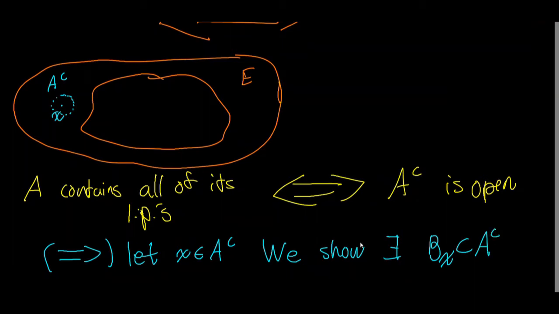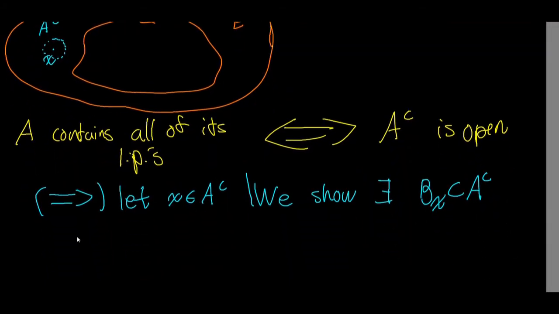But check out what happens if we were to suppose that this statement was not true. That is, check out what happens if we were to suppose that there does not exist an open ball centered at x entirely contained in the complement of A. So let's see if we can derive some chain of implications that leads us to a contradiction.